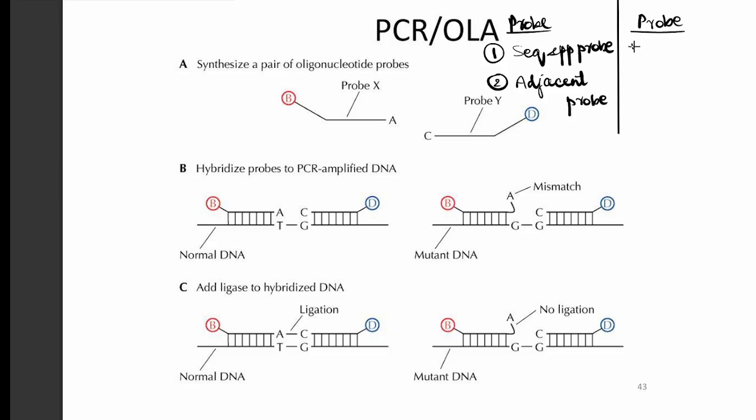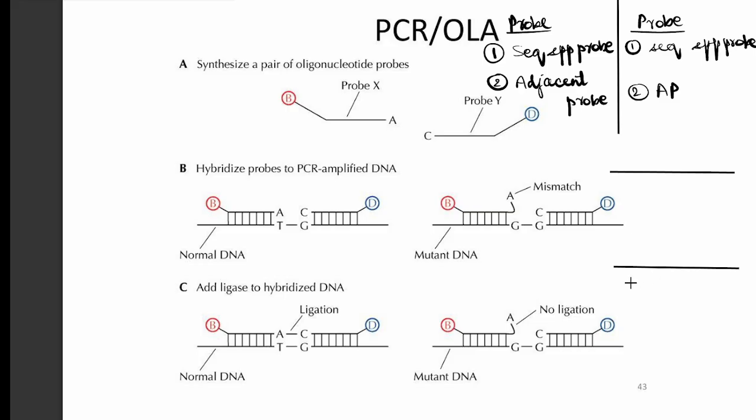Here also, one of them will be the sequence specific probe and one of them will be the adjacent probe. Now what is the core idea here? Suppose we take an example. If this is your normal fragment or normal DNA, and let's consider here to be a mutated DNA.